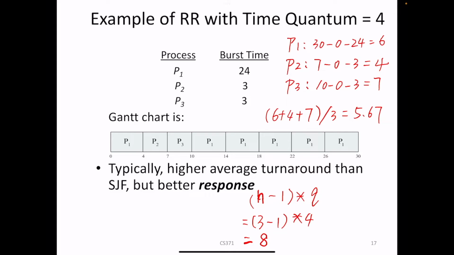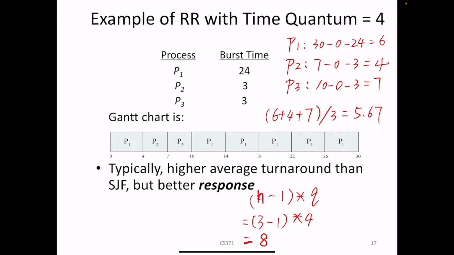Typically, the round robin scheduling algorithm may introduce a higher average turnaround time or higher average waiting time compared to shortest job first, but it brings us better response due to the two properties we just mentioned in the previous slide. From the above Gantt chart, you can see that each process only needs to wait for at most 8 time units, which is (n-1) times the time quantum.